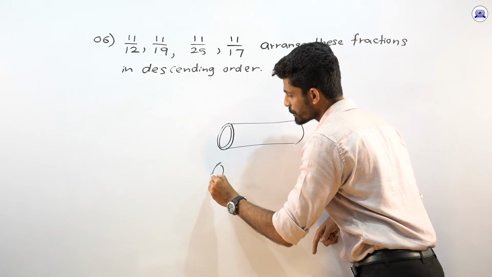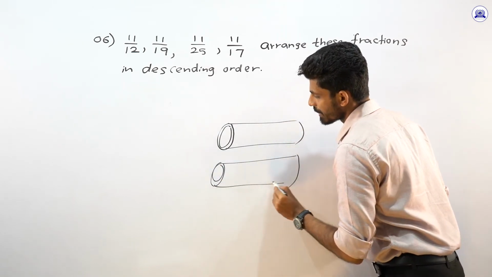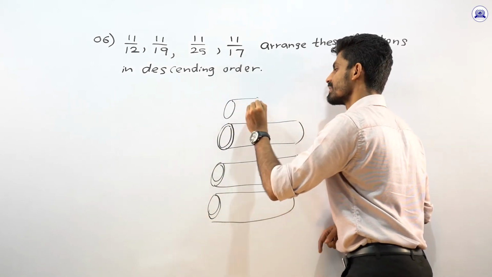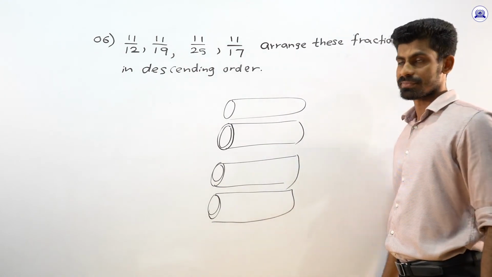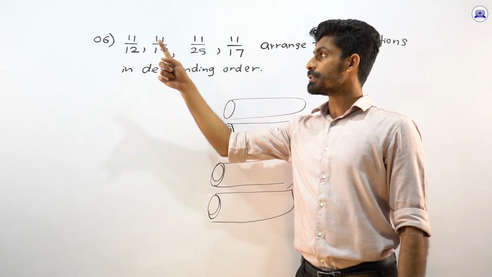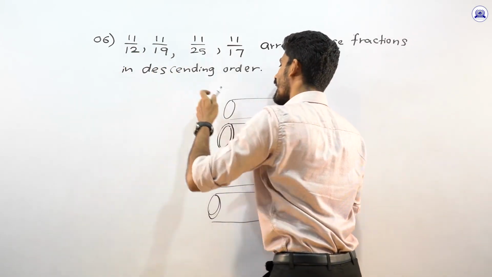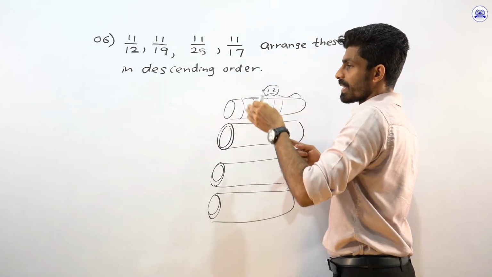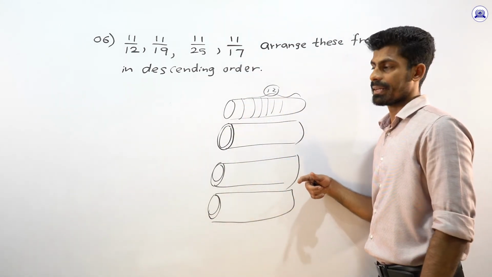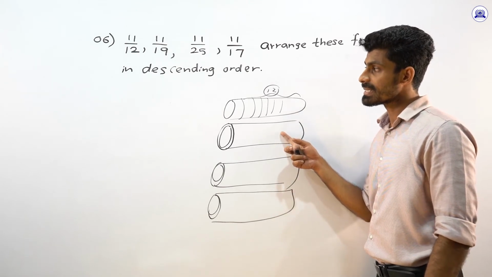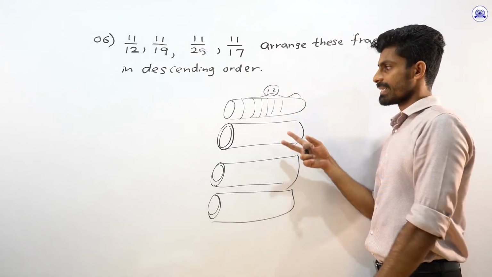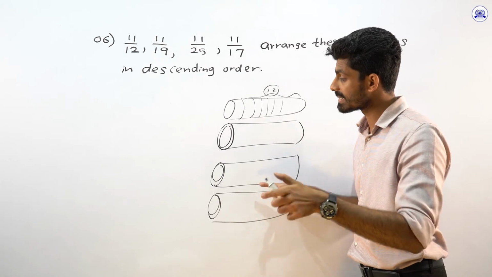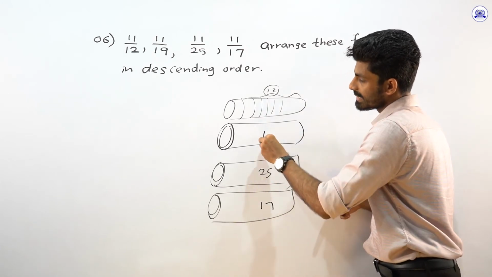And I'm taking 4 chocolate rolls, same length, same brand, same price. Look at the first one, 11/12. 11/12 means I'm slicing it into 12 pieces. Second one, I'm slicing into 19 slices. This one, 12 slices. This one, 19 slices. This one, 25 slices. This one, 17 slices.